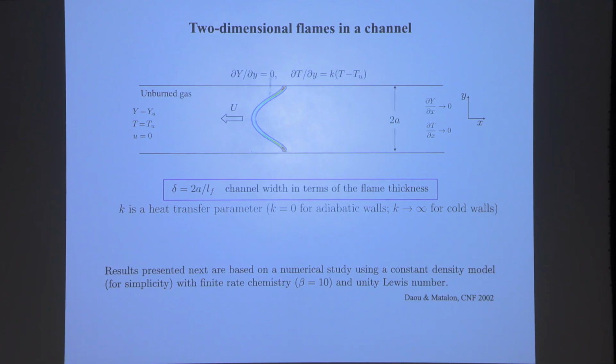What did I say here? The result was assuming beta of 10, which is approximately a good number for hydrocarbon, and unity Lewis number. Lewis number has an interesting effect in such a problem, but I will not discuss it now. Maybe I'll make a comment without notes later.